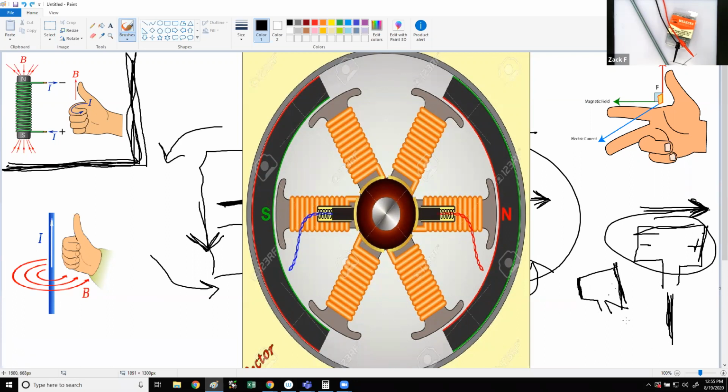Okay, so at that point, the commutator's job is to reverse the direction of current flow, which then makes the magnetic field go this way and keeps that thing rotating. So it just reverses current flow. In this case, it's got 3 different sets of coils, so it's going to reverse current flow 3 times per rotation, or every 120 degrees, keeping that thing rotating. So that's a single phase motor. 3-phase motor.